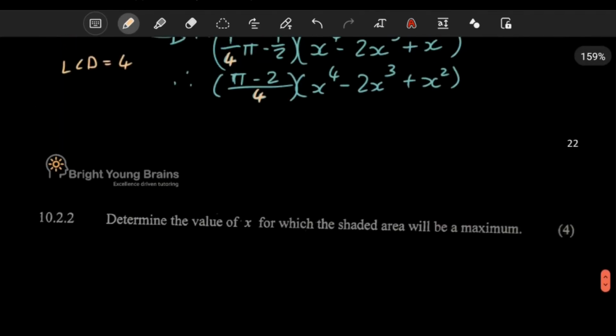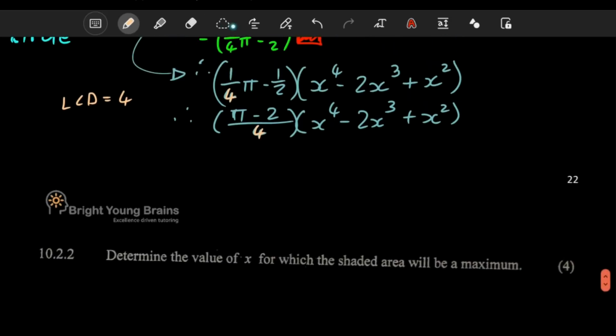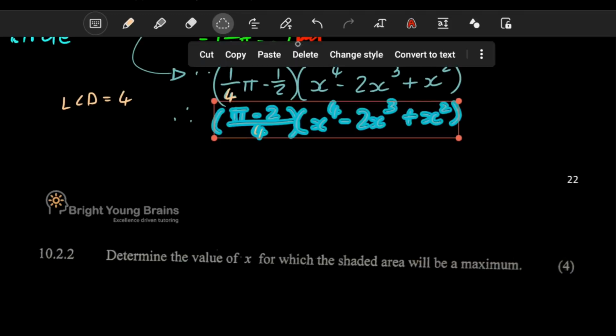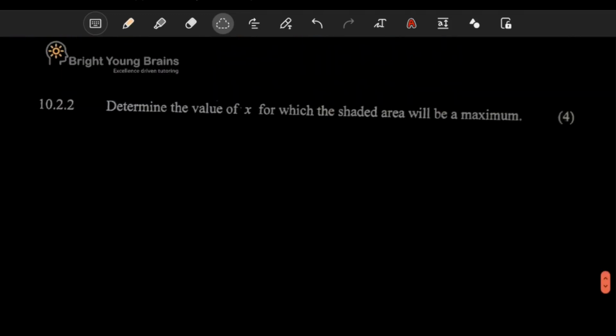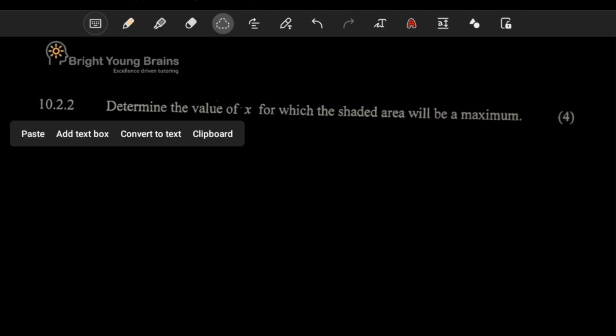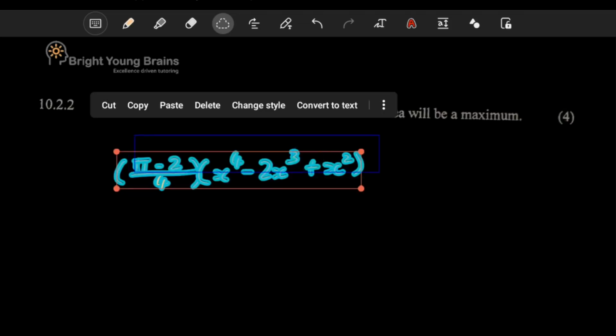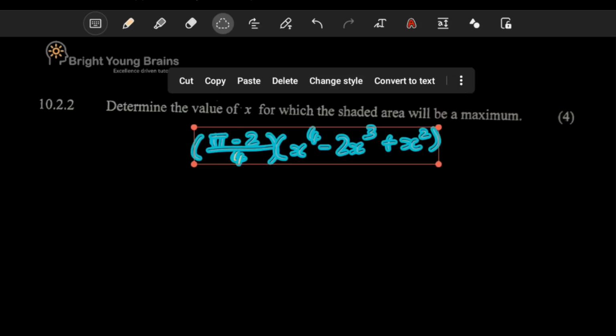But anyways, the next question here is saying determine the value of x for which the shaded region is a maximum. Even if you were not able to get this question correct, it doesn't matter. You still use this thing here to answer the next question, because you're working out the value of x where this shaded region has a maximum area.